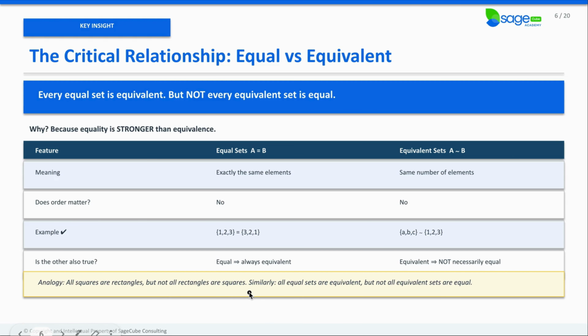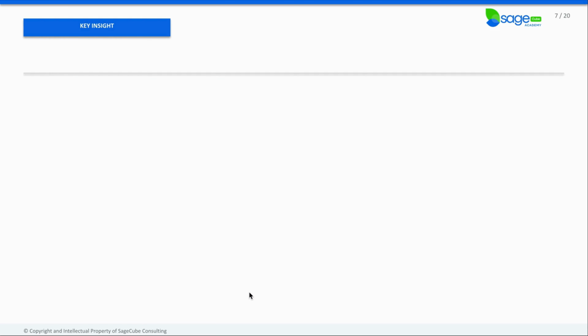It's just like saying all squares are rectangles, but not all rectangles are squares. Remember that in rectangles, opposite sides are equal. Then for a square, all 4 lengths are equal. So all squares are rectangles, but not all rectangles are squares, because rectangles don't have all 4 sides being the same. This is pretty easy, right?